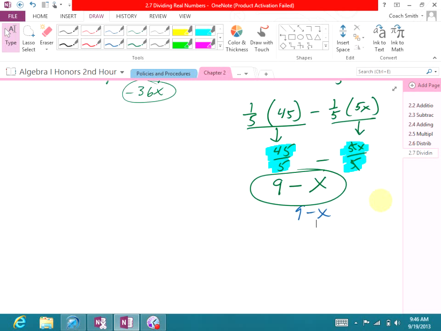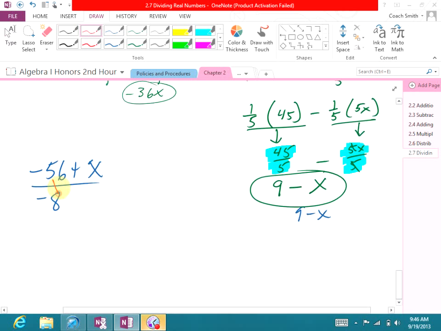Now, let me show you how I want you to do this problem without doing all that extra. Let's look at number 50. Number 50 says negative 56 plus x over negative 8. Here's how I want you to divide this problem up. We are going to do what I said. We are going to take and divide 8 into both the terms. And so that gives me negative 56 over negative 8 plus x over negative 8.